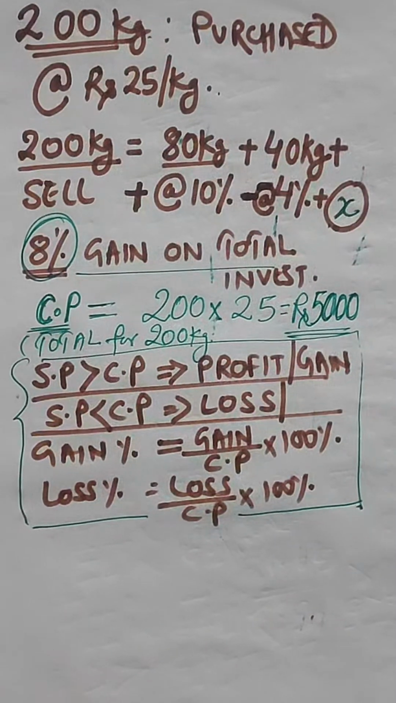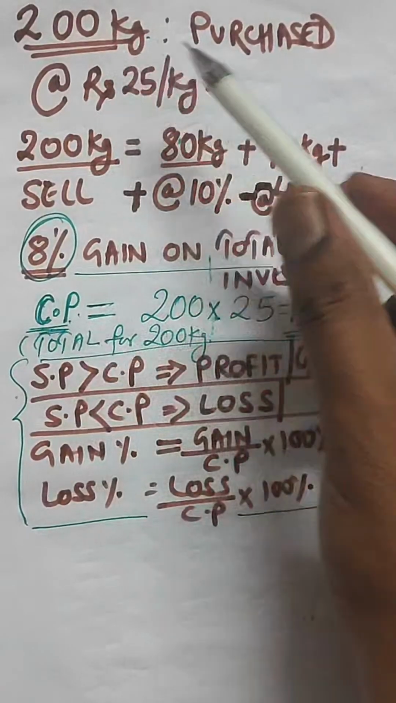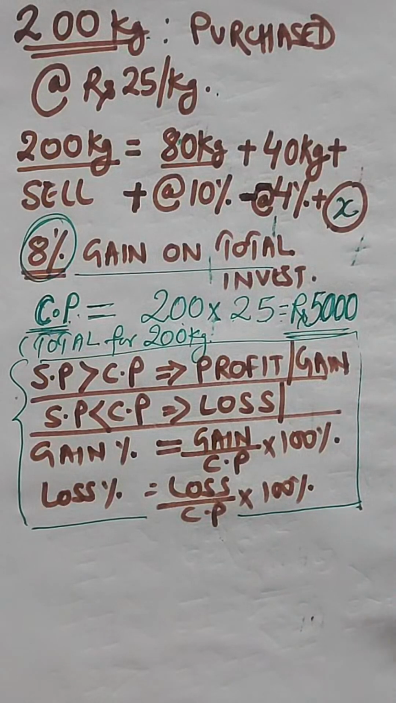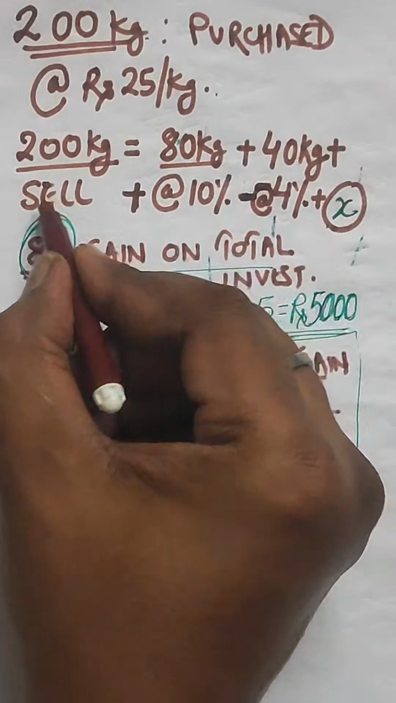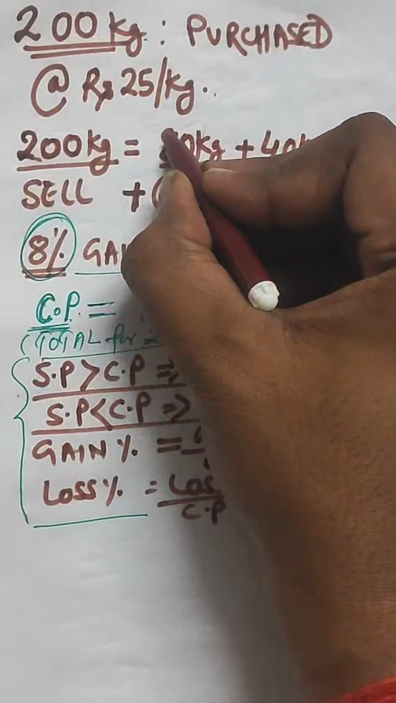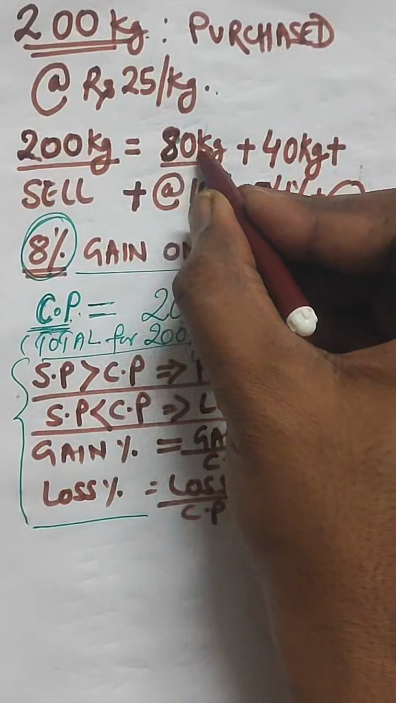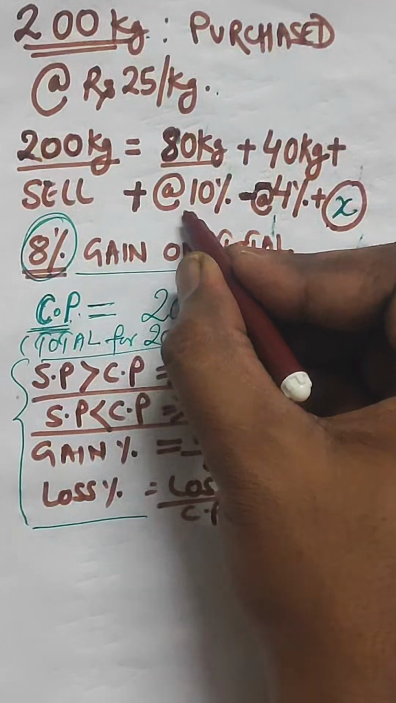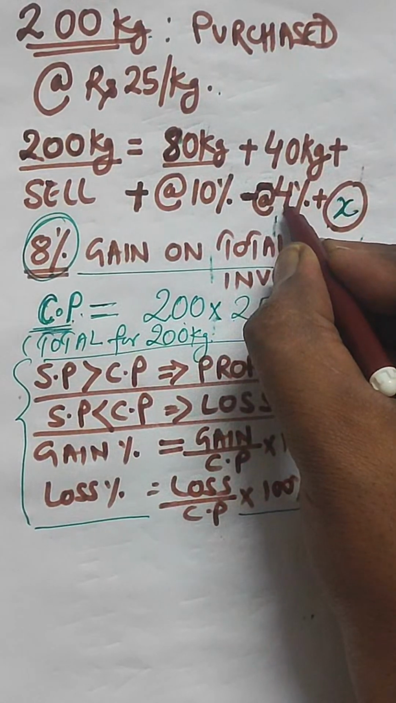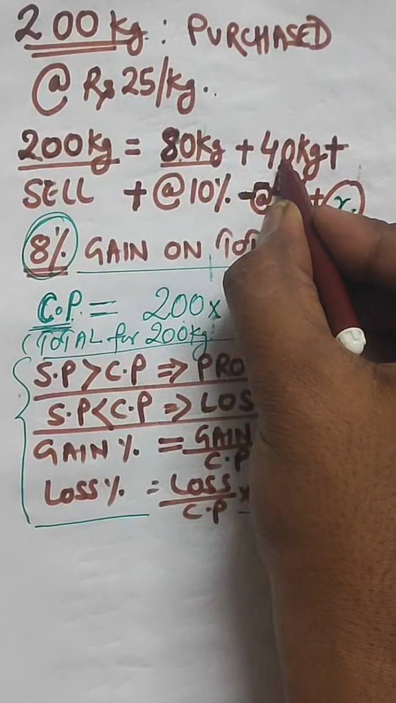So here we have already calculated the total cost price of the entire 200 kg, which is 200 into 25, that is rupees 5000. Now he sells this entire 200 kg in three installments. First is 80 kg, when he sells this 80 kg he is making a profit of 10%, and for the next 40 kg he is making a loss of 4%, and the balance will be how much? 80 plus 40 is 120.